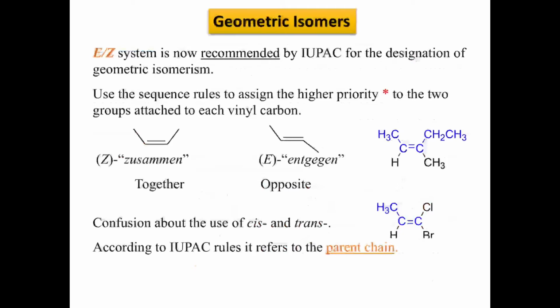As we explained, we have Z from cis, from zusammen, which means together in German, and E from trans, from entgegen, meaning opposite to each other.